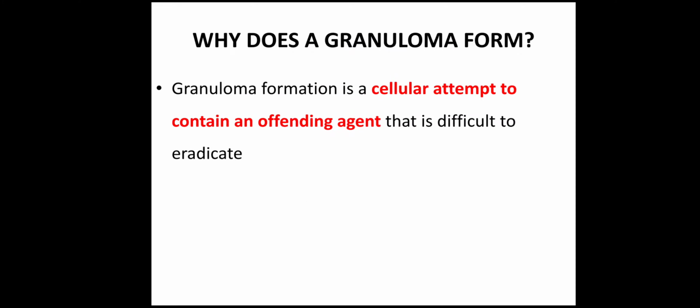So, why does a granuloma form? A granuloma is basically an attempt of these cells to contain the offending agent, because those macrophages are not able to remove that offending agent. So they try to form a granuloma to contain it so that it does not spread any further in the body.